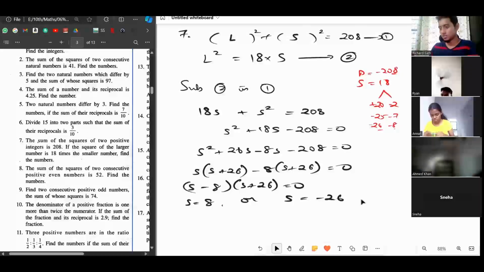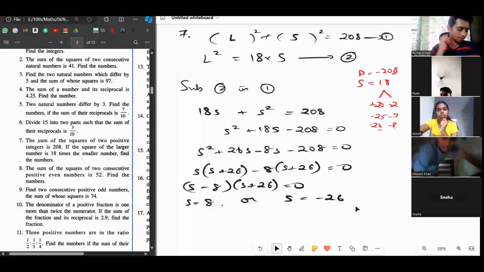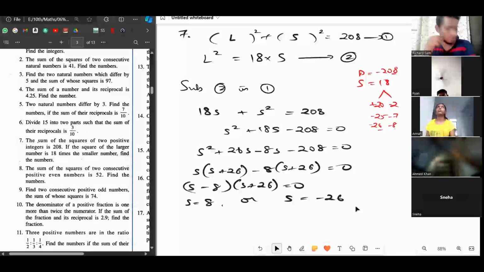Who all got this? Only Anna? Anyone else? Yes, I also got this. L is equal to 12, Anna.